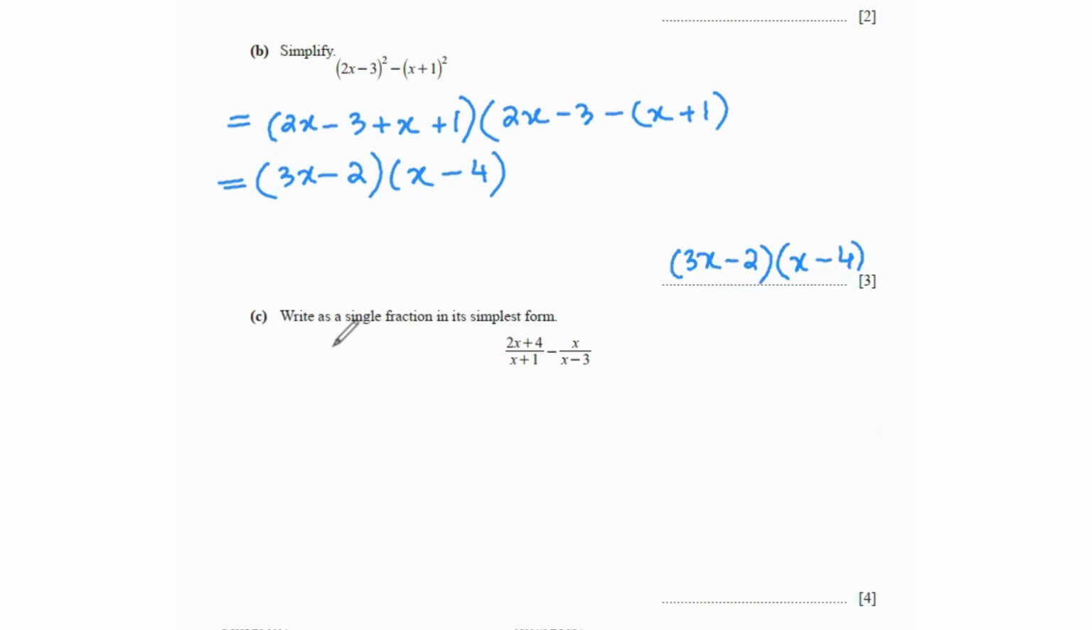Then part C says write as a single fraction in its simplest form, (2x plus 4) over (x plus 1) minus x over (x minus 3). Whenever we're adding or subtracting fractions with unlike denominators, the rule is to make the denominators equal. So to the first fraction, we can multiply by x minus 3, and the second fraction can get multiplied by x plus 1.